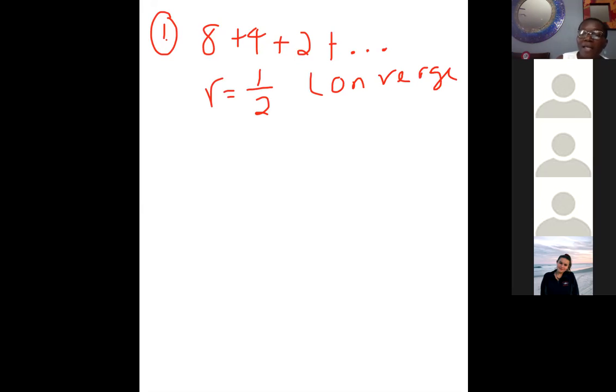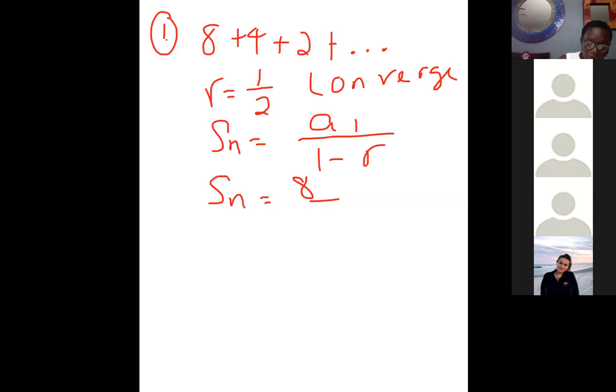So what value is it going to converge to? If you keep adding up all the terms in this sequence right here, guys, it is going to approach a value. What is that value? So to find that value, we will use this formula right here. S sub n is equal to A1 over 1 minus r. So you would do S sub n is equal to A1, which is 8, over 1 minus 1/2, the common ratio.